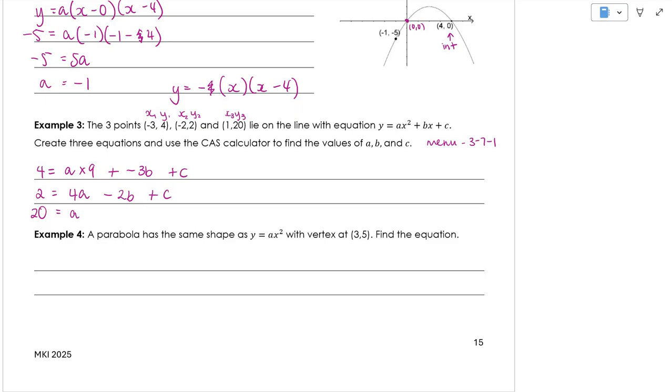Now it doesn't necessarily matter what you tell your calculator to solve for, as long as when you get to your final answer that you end up with an a equals, a b equals, and a c equals. But we're going to plug that into the calculator after.